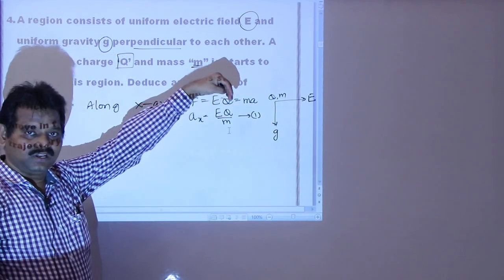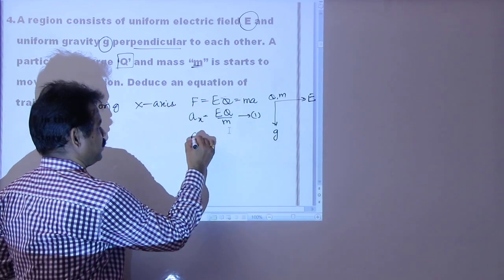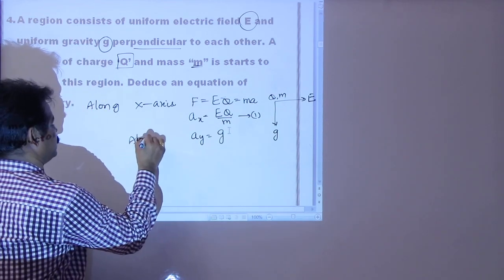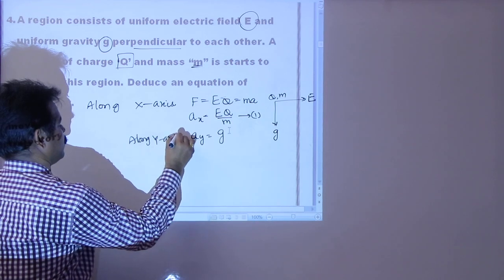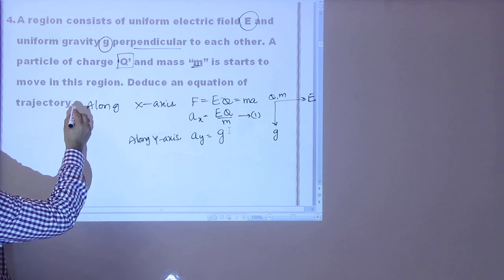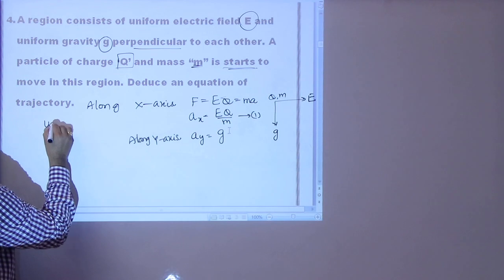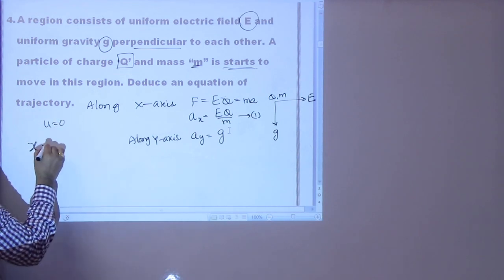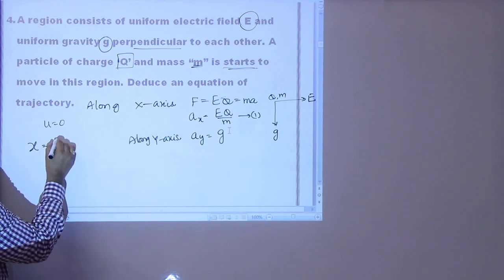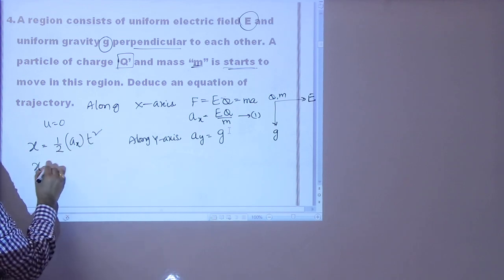This is equation 1. What is the acceleration experienced by the charged particle along the y-axis, or towards the earth? That we can write as a_y, which is equal to g. So this is along the x-axis, and this is along the y-axis. Now, it is initially placed at rest, so the initial velocity is 0. So what is the displacement of this charged particle along the x-axis? x is equal to ut plus half a t square. Let me write half a_x t square.